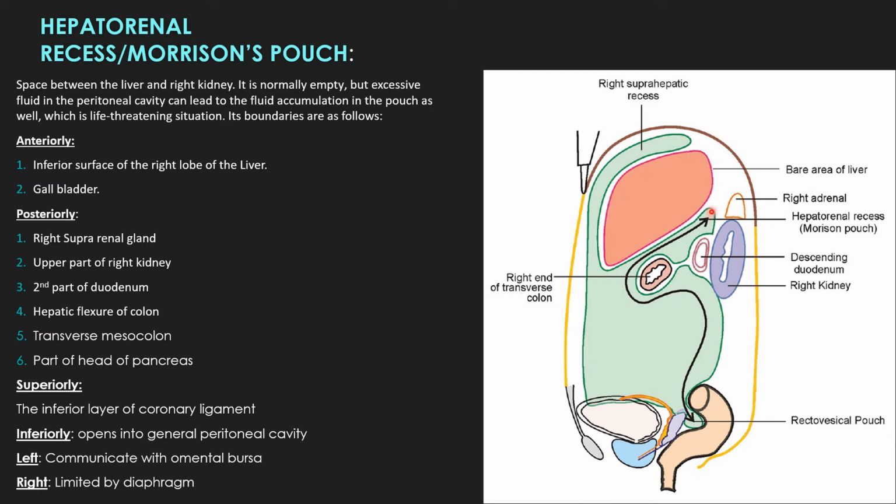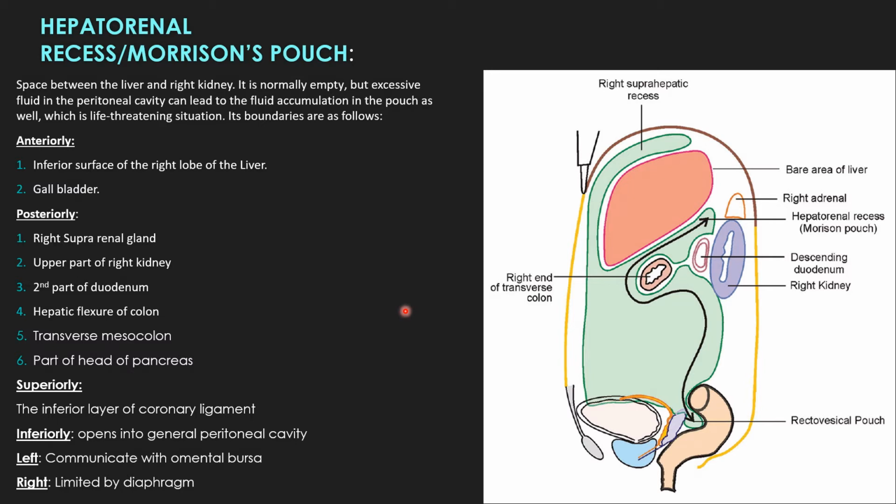Superiorly, you see, this was the reflection of the peritoneum in front of the right kidney and the adrenal gland. If you remember my previous lecture, this was the inferior layer of the coronary ligament. So the superior boundary is formed by the inferior layer of the coronary ligament, and inferiorly it is open, communicating with the general peritoneal cavity. For the right and left margins, I will use the next slide in horizontal section.